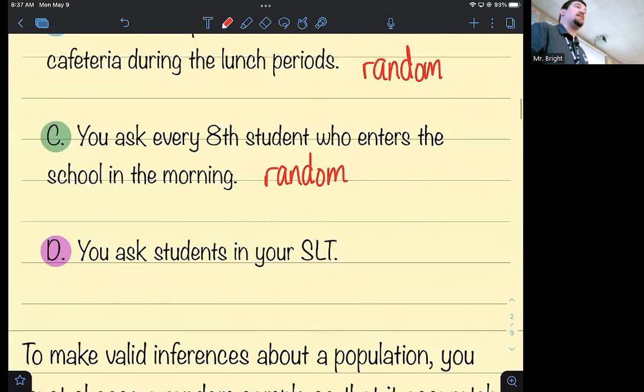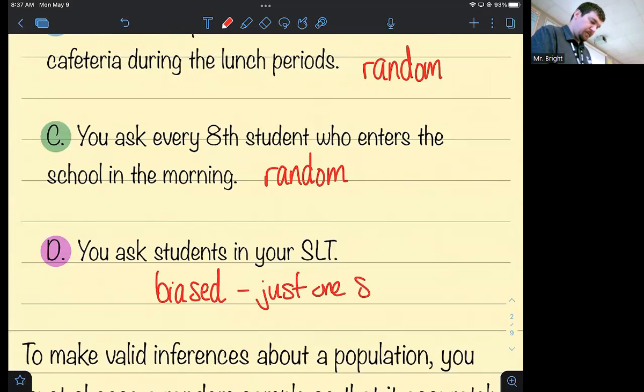You ask students in your SLT. Biased. Why is that biased? Yeah, just 1 SLT. Every student has SLT now, but you can't just go to one room. That means you're favoring one SLT over the others, and that's what it means to be biased.